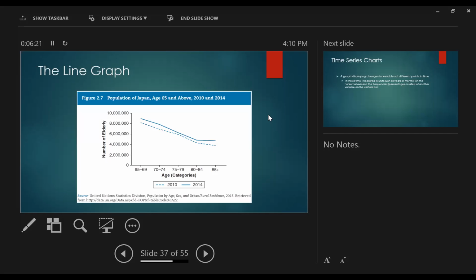So to give you an example, here's the population in Japan that is age 65 and higher based on these years. So you can see in 2010 what it looked like and in 2014. So instead of having a bunch of bars go through here like a histogram, it's dots instead that are connecting each midpoint. So that's another way to represent data.